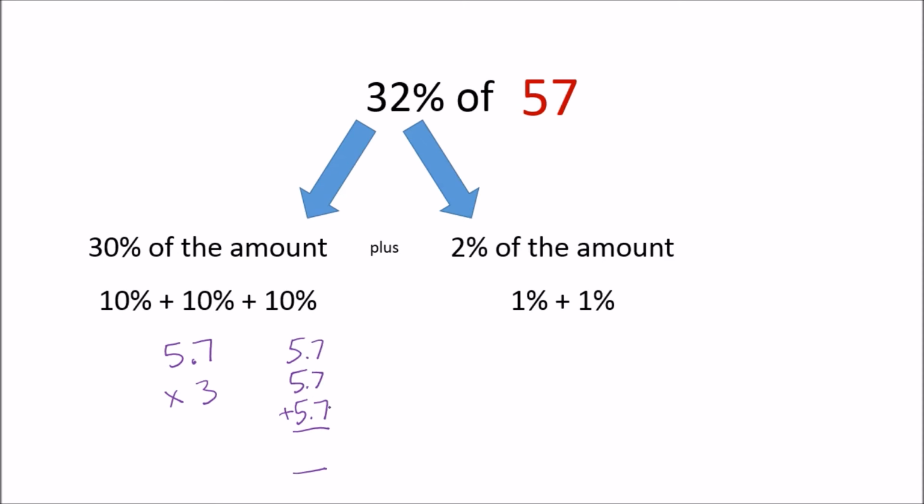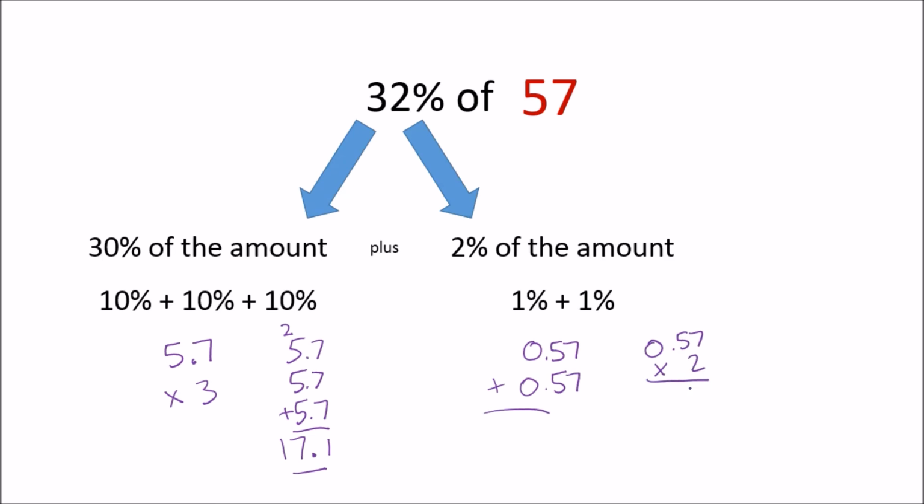So 7 plus 7 plus 7 is 21. We're carrying the 2. 5 plus 5 plus 5 is 15, plus the 2 is 17. And we're lining up this decimal point so that it ends up right there. Alright, 1% of 57, well we know 10% is 5.7, so 1% is 0.57. And we could do 0.57 plus 0.57, very straightforward, or we can do 0.57 times 2.